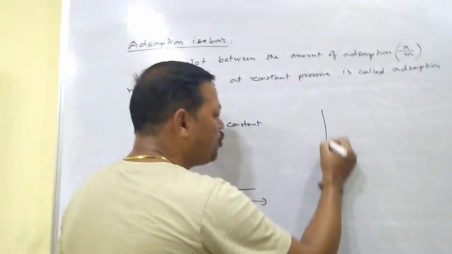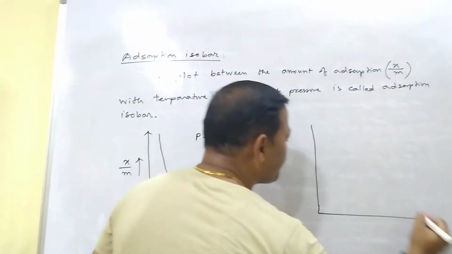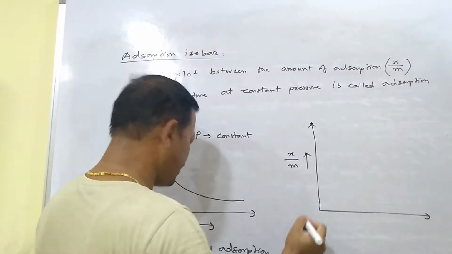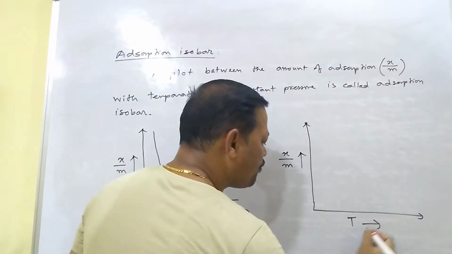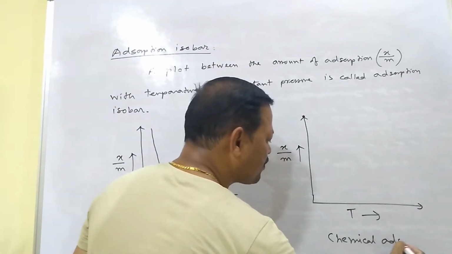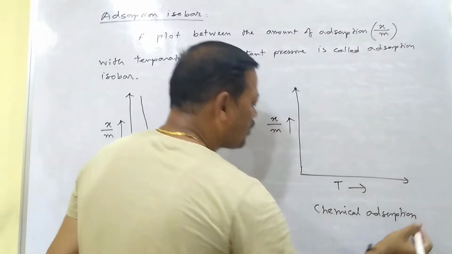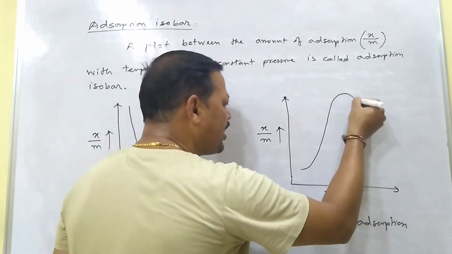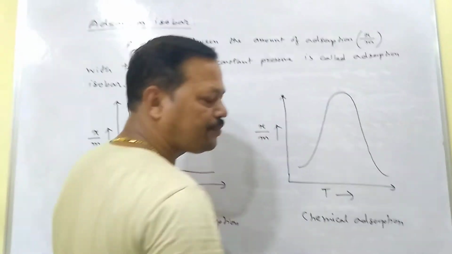But if you want to plot amount of adsorption versus temperature for chemical adsorption, this is for chemical adsorption. At first it will go on increasing and then it goes on decreasing like this.